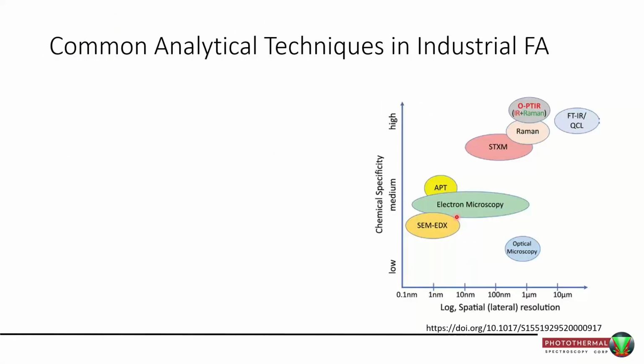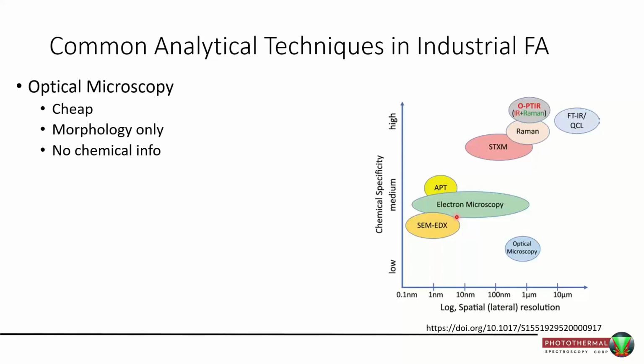Right? But those were two examples of vibrational techniques. Other common analytical techniques in an industrial failure analysis setting might be optical microscopy, and that's great, it's cheap, ubiquitous, easy to use, but it only provides you morphology, shape, maybe some color. There's absolutely no chemical info in that. And in terms of spatial resolution, you might get down to a few hundred nanometers and up to a micron or so.